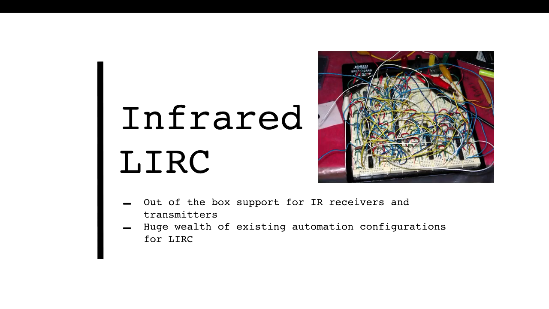So on that infrared LIRC stuff, out of the box, there's a huge amount of support for infrared transmitters and receivers. If you want to automate something that isn't your air conditioner, like a TV, all that kind of stuff, that's easy to drop in out of the box. And like I said, there's a huge wealth of existing automation configurations. So we've got the means to fire off infrared signals. We've got a protocol for connecting to that. And we've got a home automation control system as part of the little Home app.